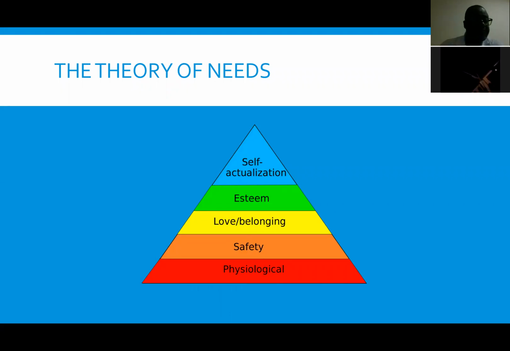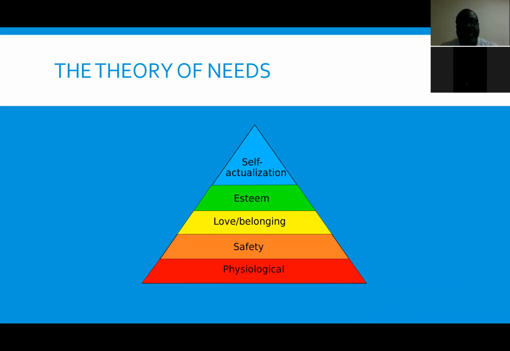That's a pyramid. At the base is what we call the physiological needs. Very soon we'll get to know what they are. The second one after the physiological needs are the safety needs. Then after the safety needs, you have what we call the social needs, or love and belonging needs. Then from there, you move up higher to what we call esteem needs. Then up higher, you go to what we call self-actualization needs.